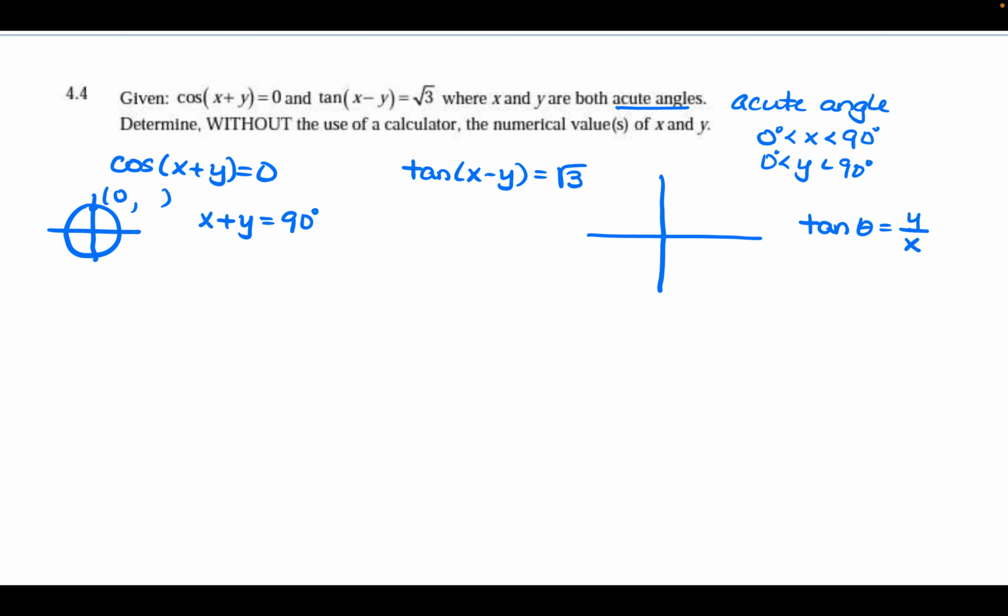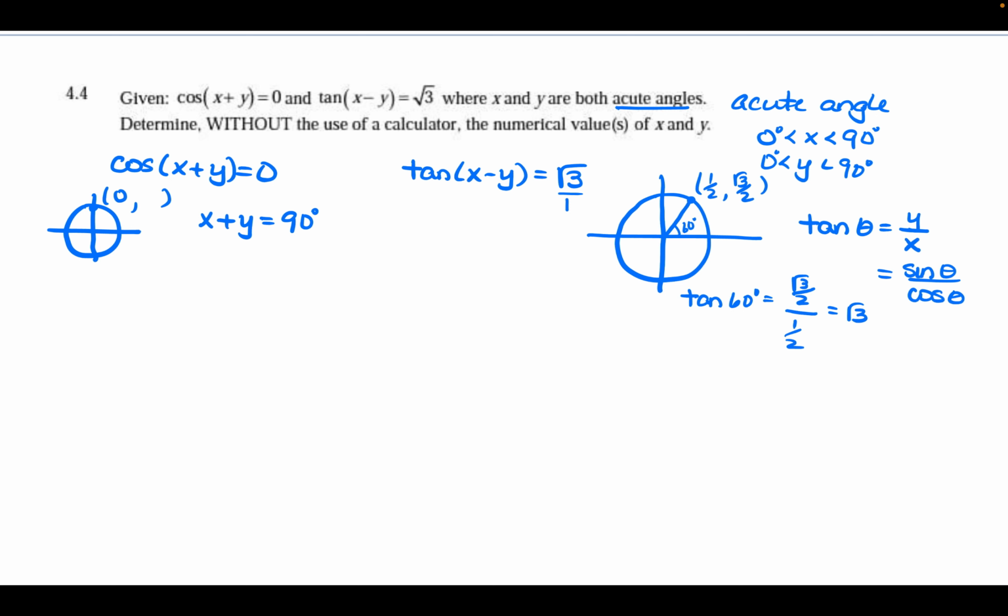we notice that the angle 60 degrees has a tangent equal to root 3, because square root of 3 over 2 divided by 1/2 equals square root of 3. So we know that x minus y, the angle here, is equal to 60 degrees.